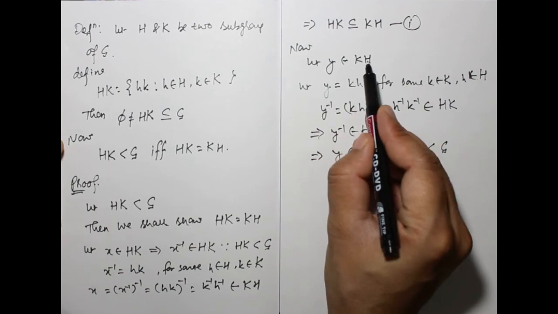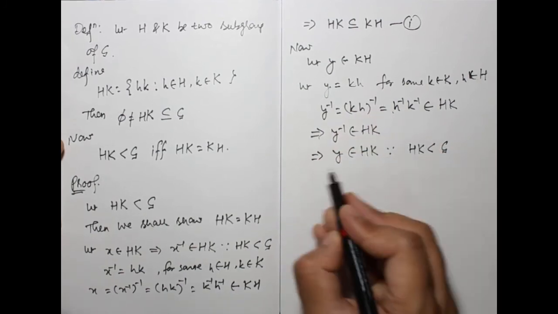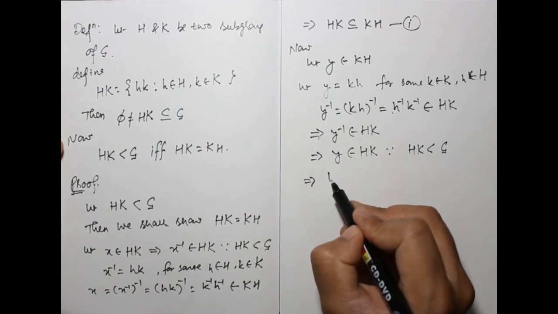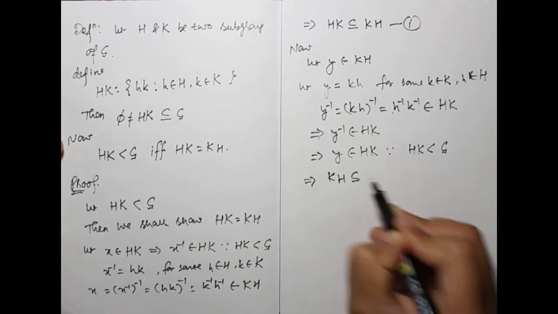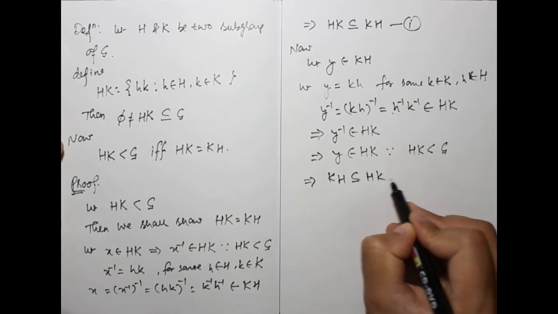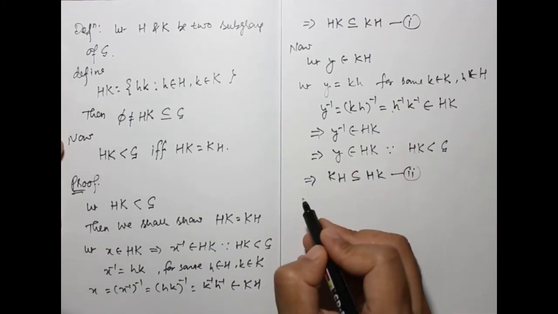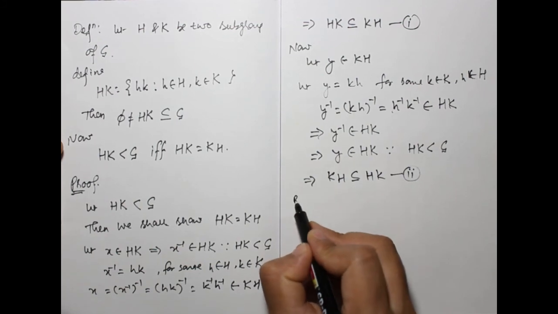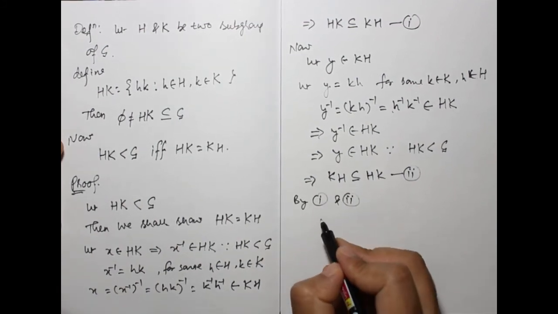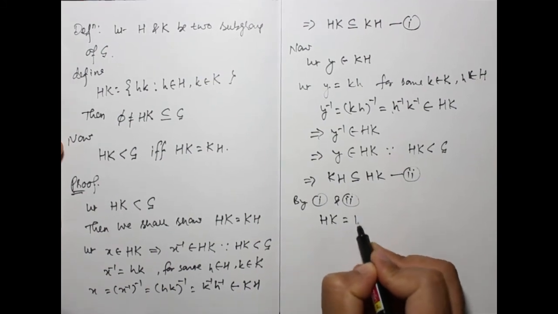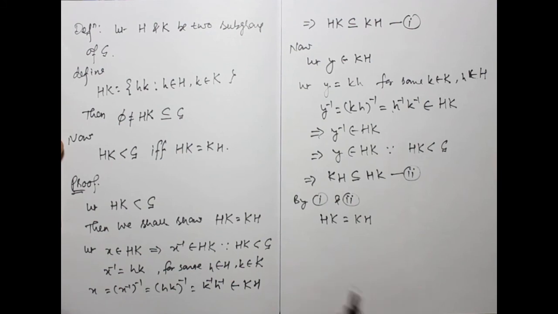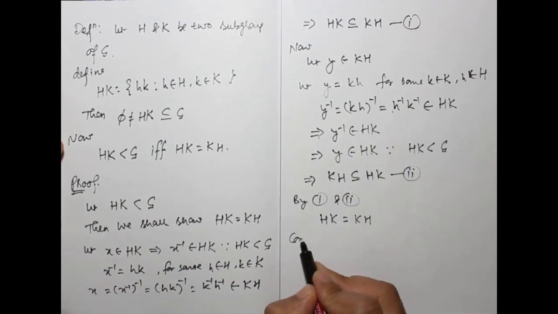So y, which we took as kh, now belongs to HK. Thus we can write KH is a subset of HK, by 1 and 2. HK equals KH. First part is proved.